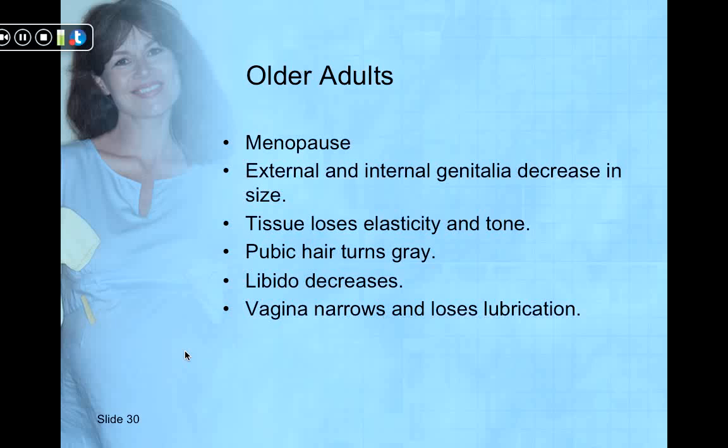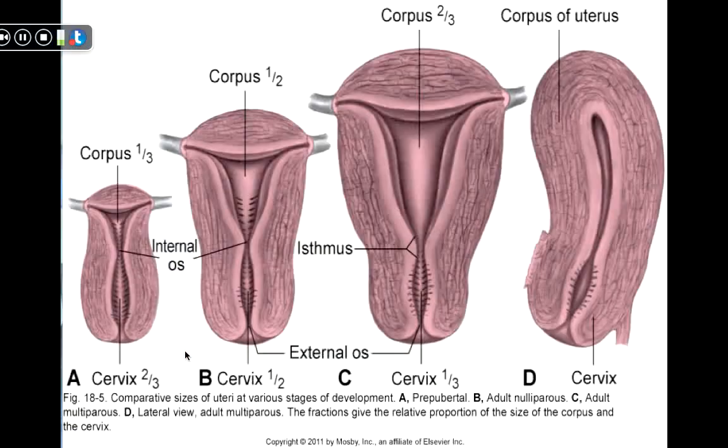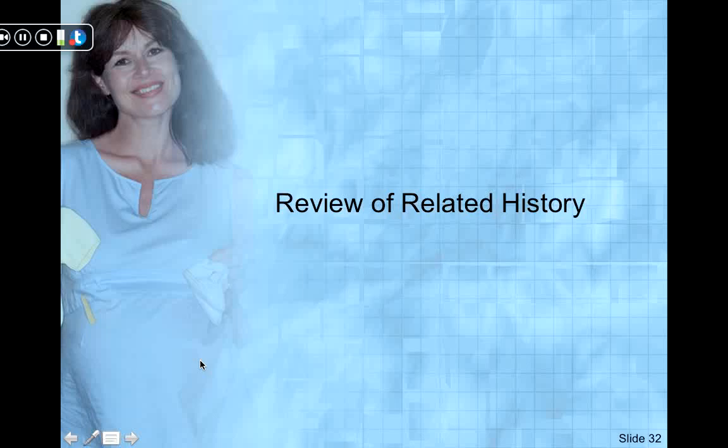So when we get to the assessment part of this, it's important to talk to them about these issues, because a lot of times we can treat issues that are associated with menopause to make the patient so much more comfortable and improve their quality of life and their sex life, which is a very important part of health and well-being in our patients. So this is a chart that compares the size of the uterus during various stages of development.